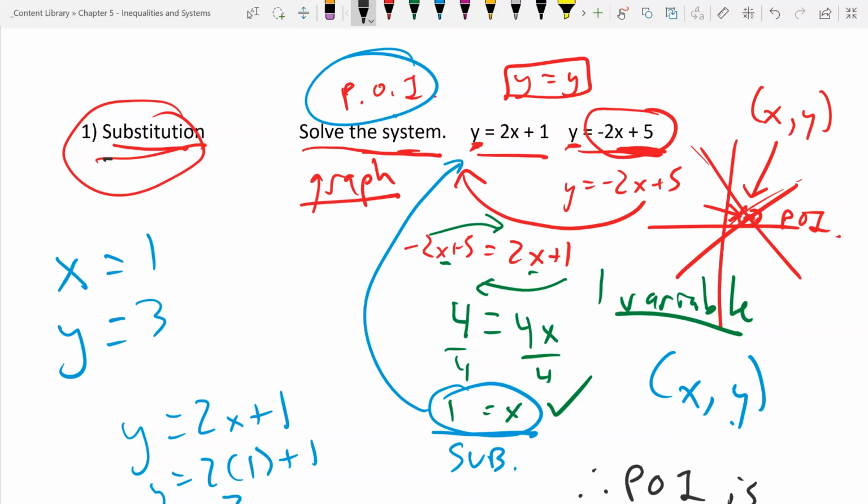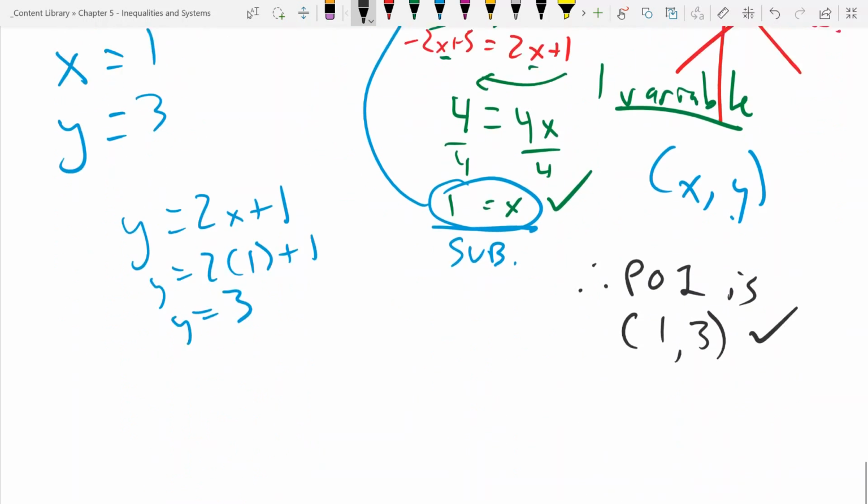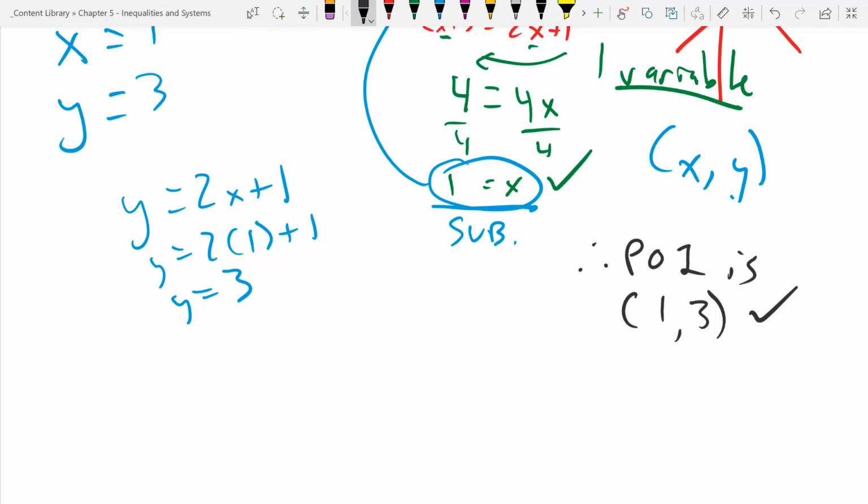That's it. That's how we use substitution. You will do questions where you're doing quadratic questions. It'll work the same way. The only thing that'll be different is eventually you'll get to a part where it'll say something like this. Eventually you'll get to a point like this after you use substitution.